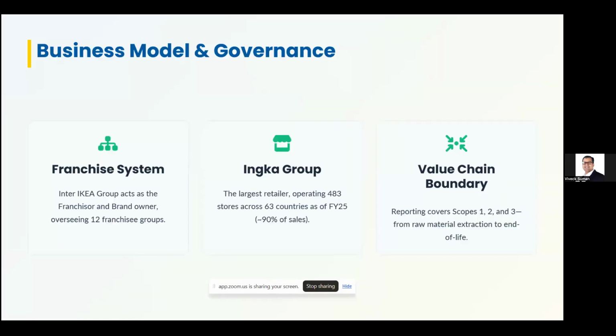They work on a franchisee system, and Inter IKEA is the group which is the franchisor and the brand owner. There are about 12 franchisee groups. Ingka Group is the largest group, which operates 483 stores across 63 countries. The value chain boundary is that they cover scope 1, 2, and 3, from raw material extraction to end of life.